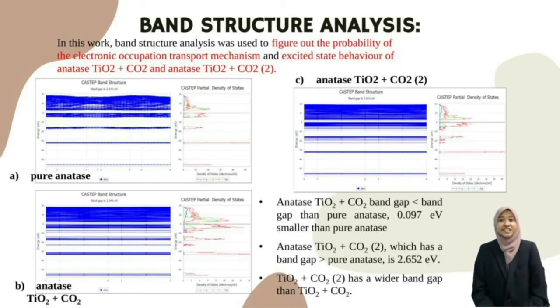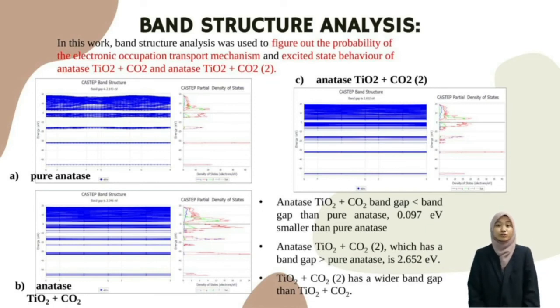Band structure analysis shows the range of energy levels that electrons can occupy. In this work, band structure analysis was used to figure out the probability of the electron occupation, transport mechanism, and excited state behavior of anatase TiO2 plus CO2 and anatase TiO2 plus CO2 molecules, which will be compared to pure anatase to learn more about the properties of CO2 reduction.